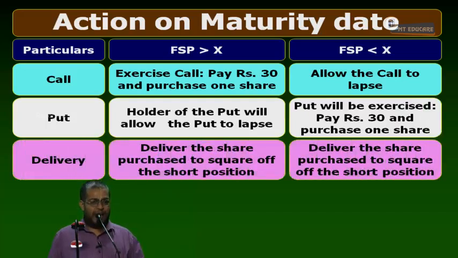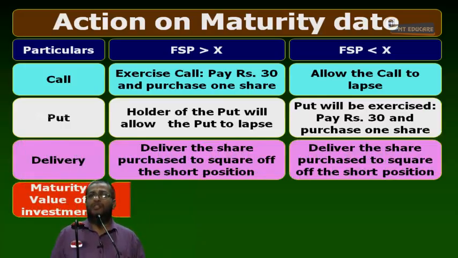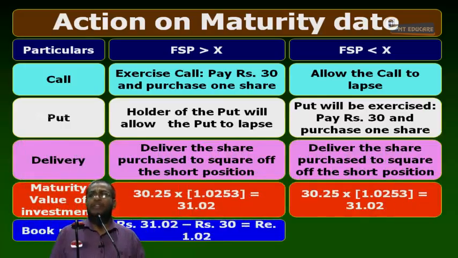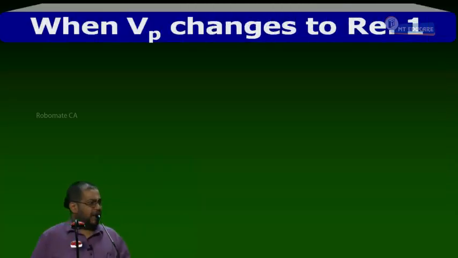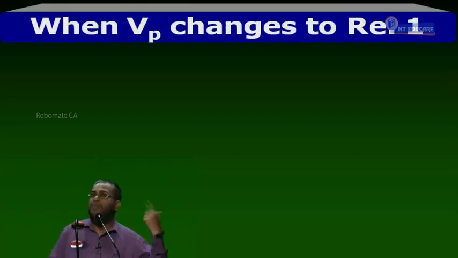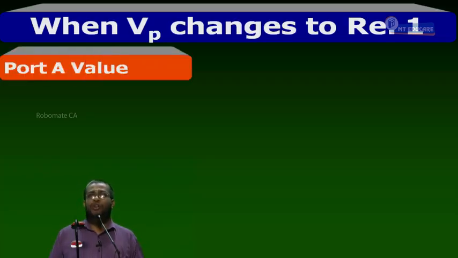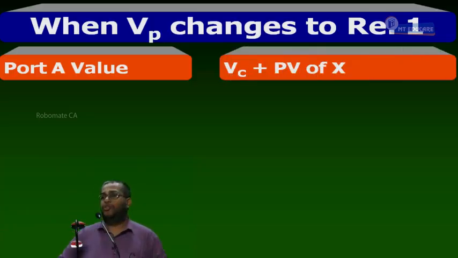Now we had 2.25, it changed to 1 rupee. Checking put call parity equation if the put option value is rupee 1. Everybody understanding or not? Now, underline that. Write one by one. Portfolio A value is equal to VC plus PV of X.